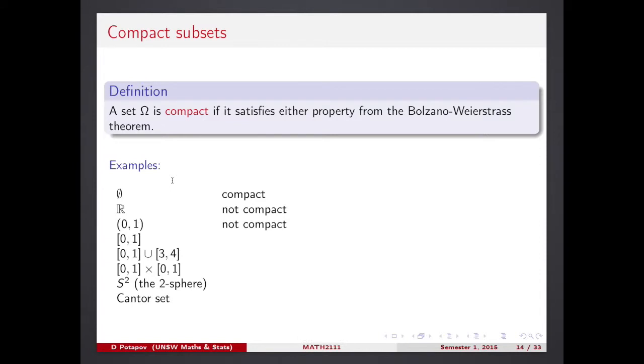The interval (0,1) is not compact because it's not closed. Remember, compact means either the first part of the Bolzano Weierstrass or the second part. The interval [0,1] with endpoints is compact because it's closed and bounded. S2, the 2-sphere, is the standard notation for the normal sphere as you know it in three-dimensional space. Remember, the sphere is not something with an interior, just the surface of the ball. It is compact because it's closed and bounded. Contour set. Do you know what the contour set is? You don't? Oh, never mind that then.